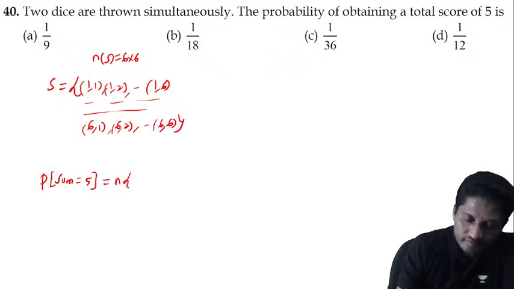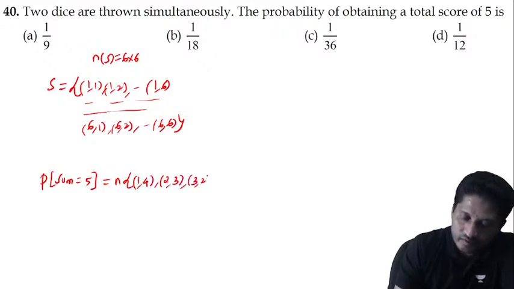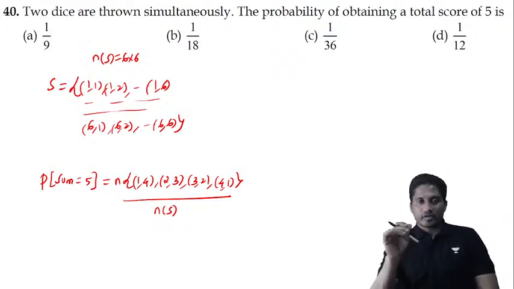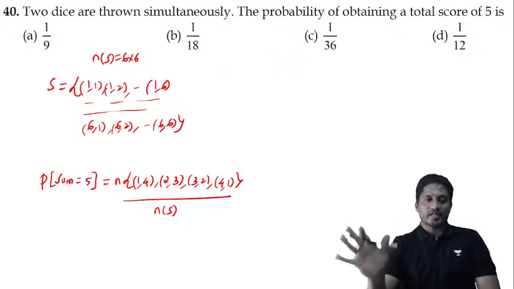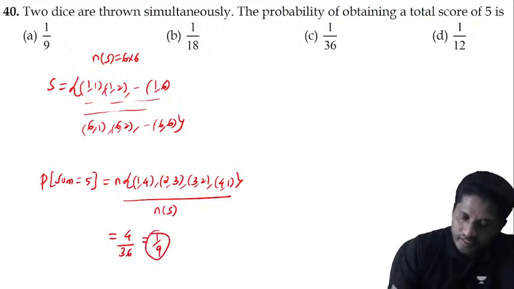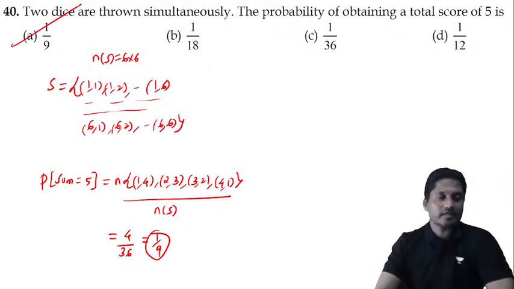Sum should be equal to 5 means n of (1,4), or it can be (2,3), or it can be (3,2), or it can be (4,1), divided by n of S. Isn't it, guys? Sum is 5 means favorable outcomes should be 1,4, 2,3, 3,2, 4,1 only. If you add, you should get sum 5. So total there are 4, n of S is equal to 36, which is equal to 1 by 9. Right, answer will be option A.